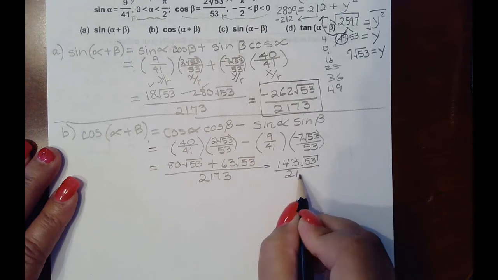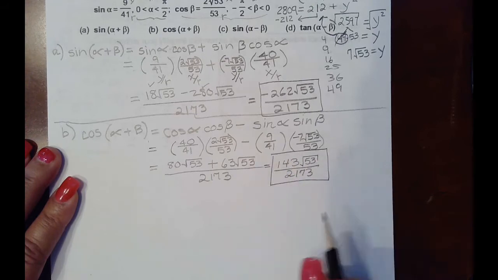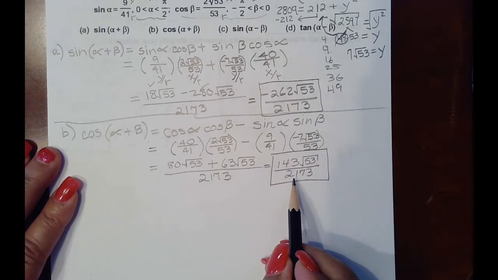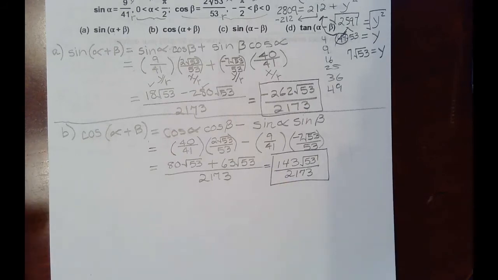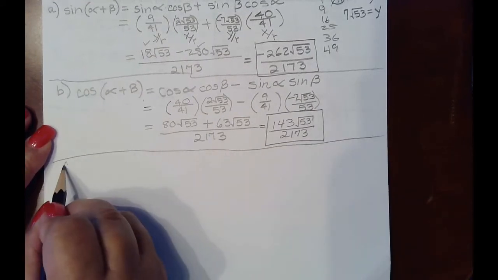And the bottom is 2173. Again, you can check in your calculator as to whether this reduces by just putting 143 divided by 2173 and hit math, enter, enter. But that doesn't reduce. Okay, that's part B.